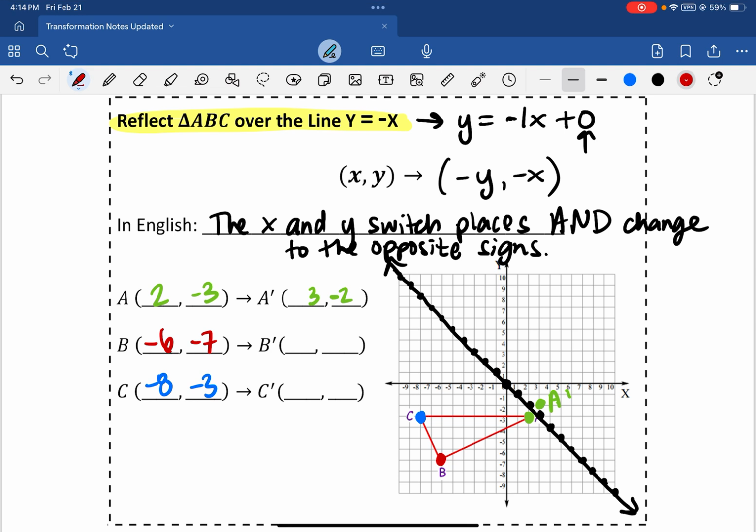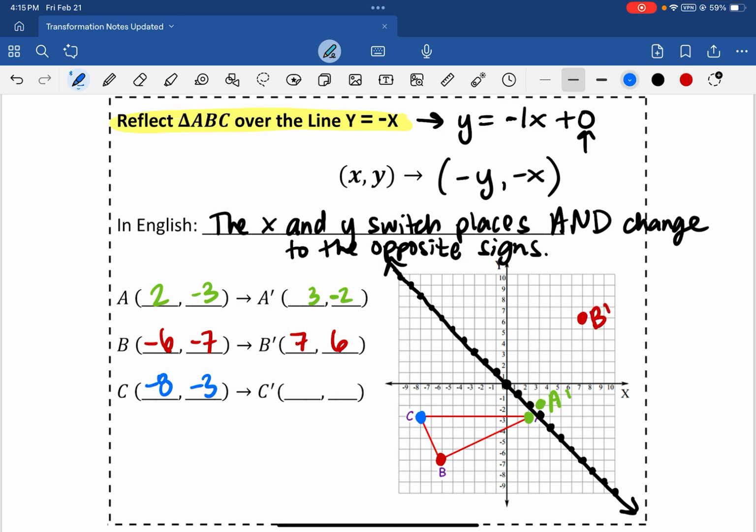Now let's do B. B is (-6, 7). So I'm going to switch my x and y. So it should be (-7, -6). But then I have to change the signs. So it's (7, 6). So I go to the right 7: 1, 2, 3, 4, 5, 6, 7. And I go up 6: 1, 2, 3, 4, 5, 6 right there. And that is my B prime.